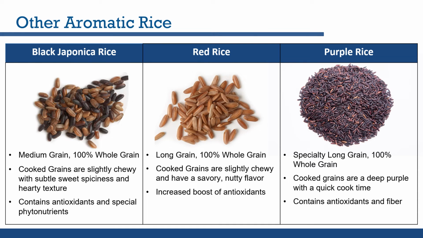Now, sticking with aromatic rices, let's talk about a couple more. Black japonica rice is an aromatic medium grain variety with a dark black bran that is 100% whole grain. Cooked black rice grains have a deep purple-black hue. Black japonica rice contains antioxidants and special phytonutrients, and cooked grains are slightly chewy with a subtle sweet spiciness.